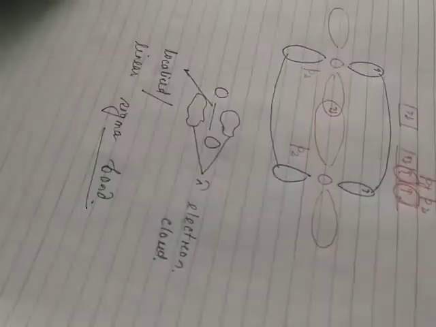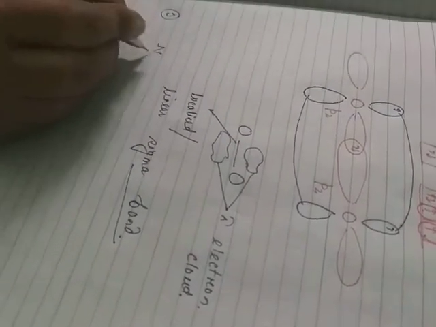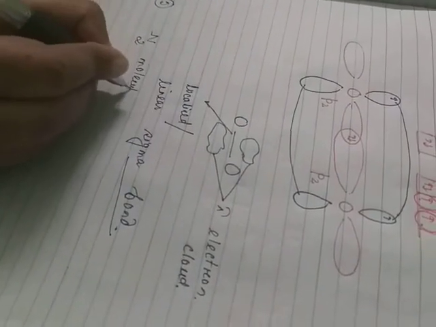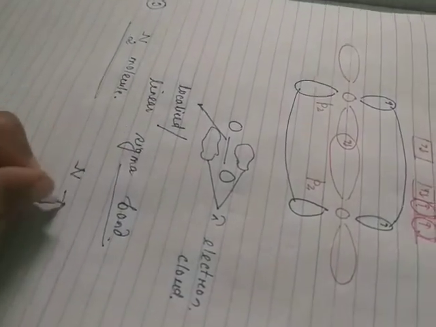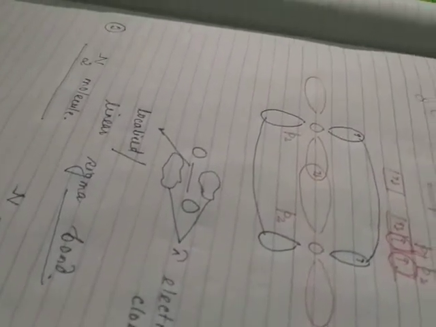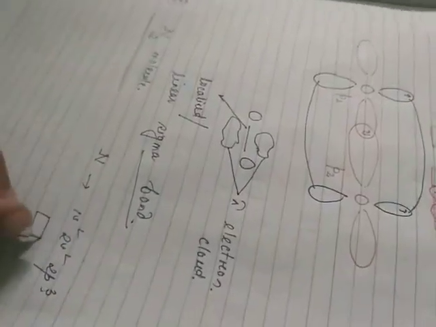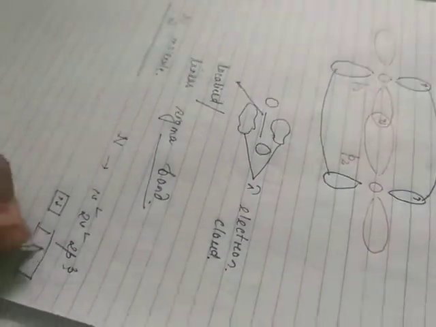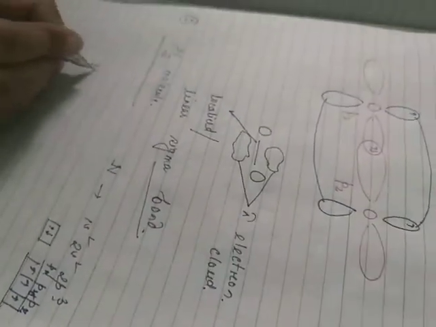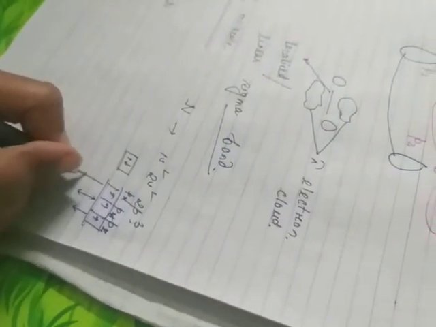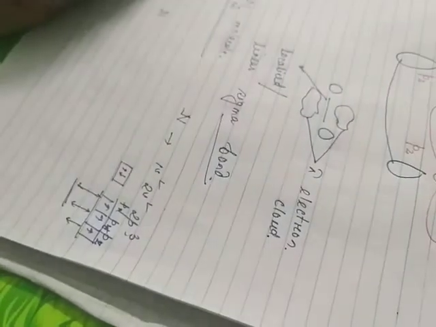Now similarly, when we consider the formation of nitrogen molecule, this nitrogen atom has a configuration of 1s2, 2s2, 2p3. So this 2s2 is completely filled up, and in 2p3, all the px, py and pz are singly occupied. So thereby this nitrogen will have pz overlapping, py overlapping and px overlapping. These two will result in the formation of multiple pi bonds, and this will form a sigma bond.